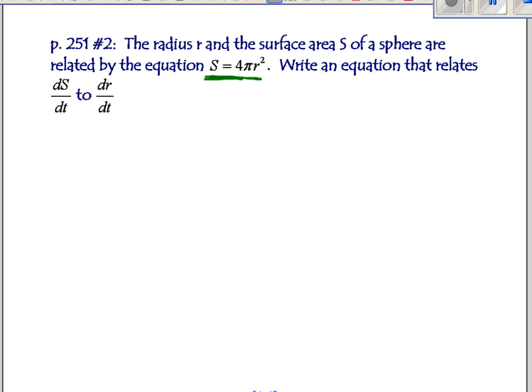Write an equation that relates dS/dt, the change in the surface area, to the change in the radius. And again, we check this out. We've got our surface area, we've got our radius, and look at that. They gave us the equation with the surface area and the radius in it. So in any related rates problem, we're going to take the derivative with respect to time.